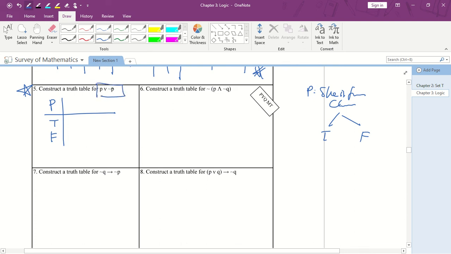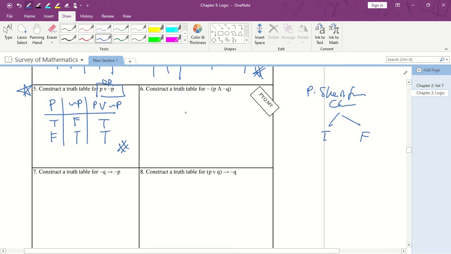P or negation P. Can we directly do P or negation P and write it here? The answer is no. Why? Because we don't have negation P. So we will write negation P here. So P, negation P: true becomes false, and false becomes true. So P or negation P. OR means only when both are false it is false. So in this case, true, false makes it true, and false, true makes it true. And that is the answer. Okay, I think it's kind of easy, but don't get confused, okay?